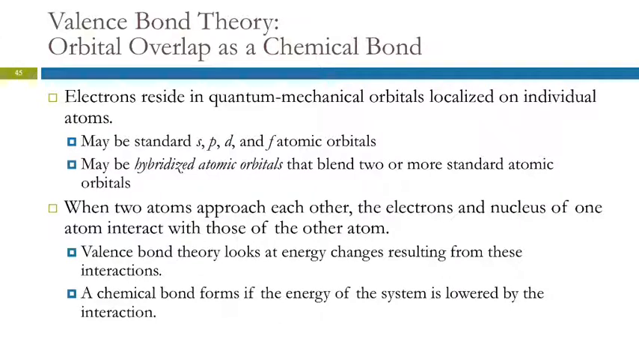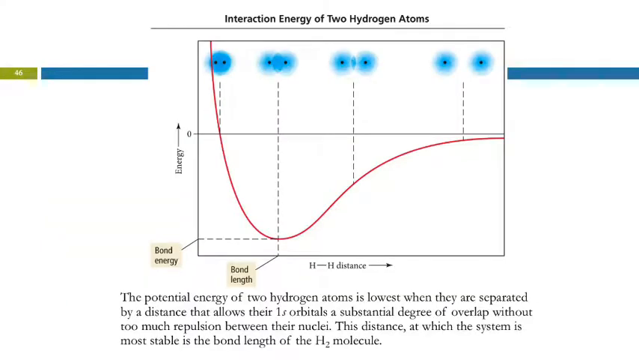So the idea here is that when two atoms approach each other, the electrons and nucleus of one atom are going to interact with the electrons and nucleus of the other atom. And valence bond theory is looking at the energy changes that result from these different interactions. If the interactions result in a lowering of energy, then a bond will form. If they do not result in the lowering of energy, a bond will not form. So here we can look at, this is energy going up, this would be 0. This is negative energy, which is more stable.